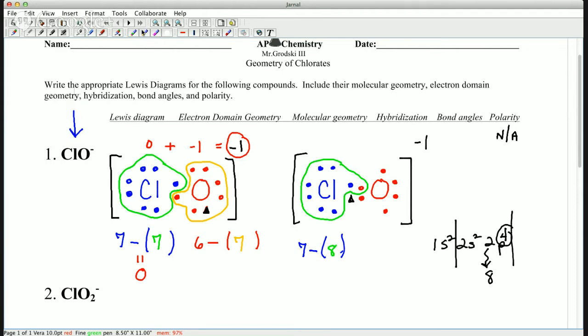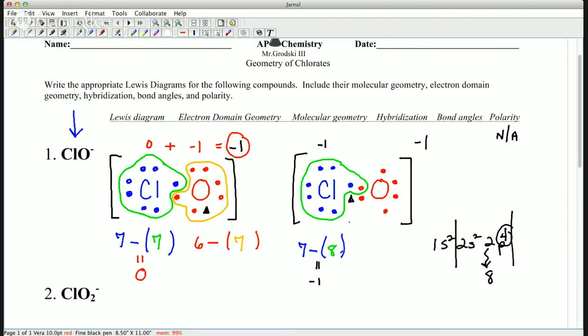So 7 minus 8, okay, is going to equal -1. So this chlorine, to make this structure work in our dot diagram, okay, needs 1 more electron than it started with. So the formal charge on it is -1. It's not an oxidation state, guys. It just tells me it has 1 more electron than normal to make this work. It used 1 from somebody else.